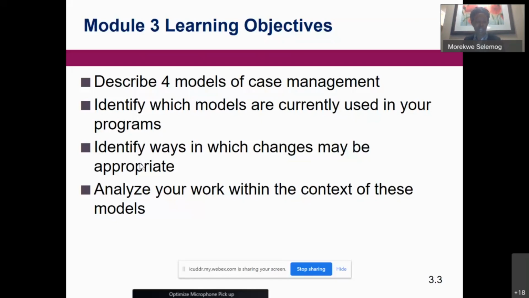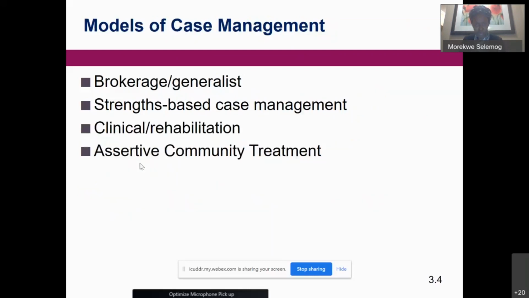I know that Fatima yesterday asked a question about how do we go about it, and to me it was a clear indication that we are seeing how case management relates to where we are currently. The last objective of this module is to analyze your work within the context of this model. So as we discuss, it is for us to see how it is working for us, or what components we can employ in the context in which we are working, or the different programs that you are running.